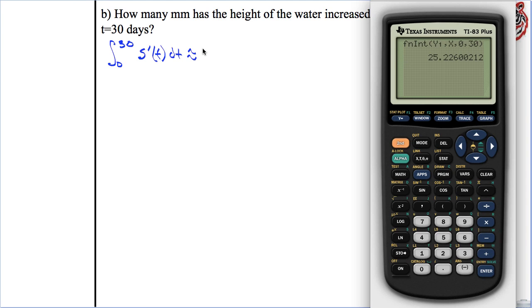So that's going to be 25 point, and we always go to 3 decimal places. 226. What are our units here? Millimeters, or millimeters per day? But isn't it the integral? So then it would just be height, yeah. So it's just millimeters. So whenever you have the integral of rate, you only have that first unit, no per time.